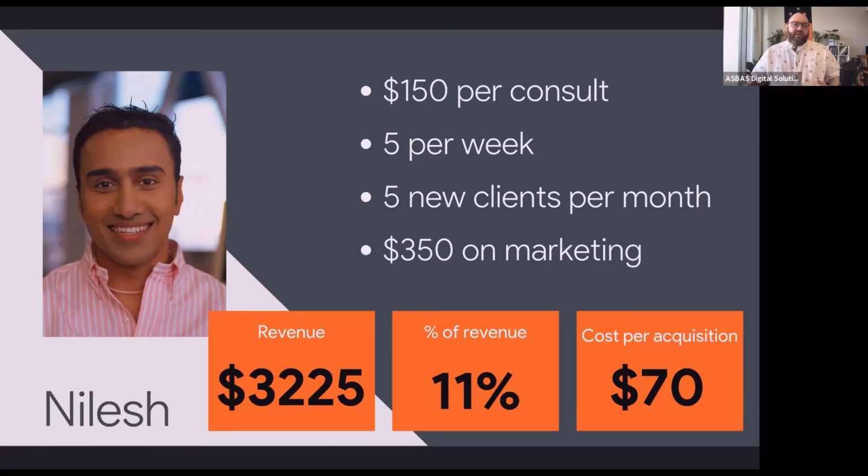So what we'd say here is that Nilesh has got a pretty good combination going on. 11% of revenue, good solid revenue for the month, a fairly decent cost per acquisition. He's doing pretty well. Now, let's look at Suri.